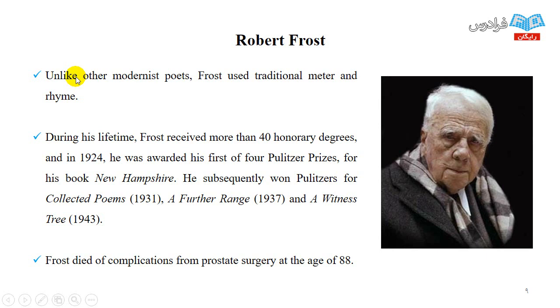As it was mentioned before, modernist poets experimented with literary form and expression. Unlike other modernist poets, Frost used traditional meter and rhyme. During his lifetime, Frost received more than 40 honorary degrees, and in 1924 he was awarded his first of 4 Pulitzer Prizes for his book New Hampshire. He subsequently won Pulitzers for Collected Poems, A Further Range, and A Witness Tree. He died of complications from prostate surgery at the age of 88.